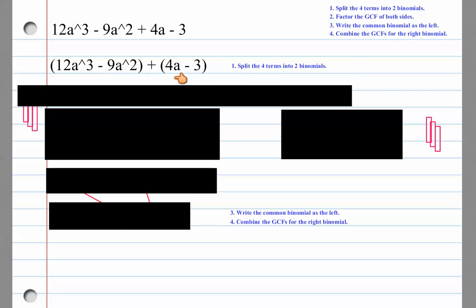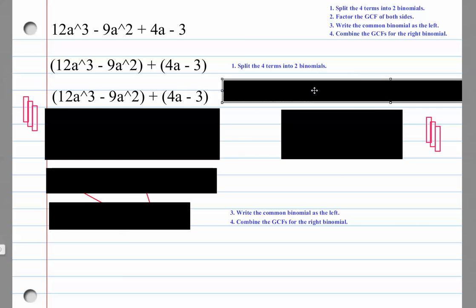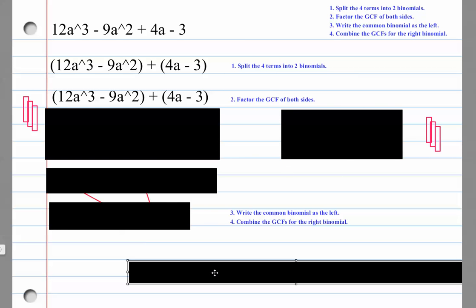So we just split these into 2 binomials. So they're separated. This is the left-hand side and this is the right-hand side. And then the second step is to factor the GCF of both sides. And I'm actually going to go over how to find the GCF of a polynomial as well, because that's another difficulty that students have. So you're going to want to factor the GCF of both sides.